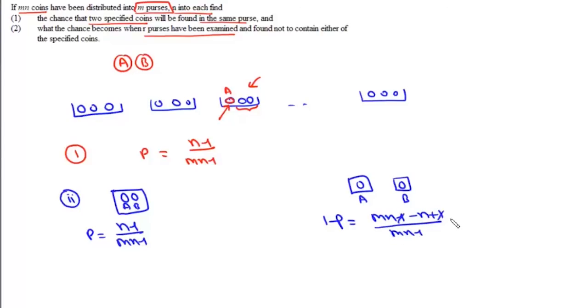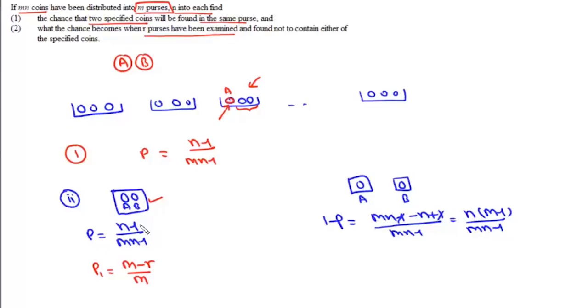minus n plus 1) upon (mn minus 1). Now 1 and 1 will cancel, so we can write this as n into (m minus 1) upon m into (n minus 1). Now when A and B are together and R purses have been examined, then the probability that they occur in the remaining m minus R purses will be given by (m minus R)/m.